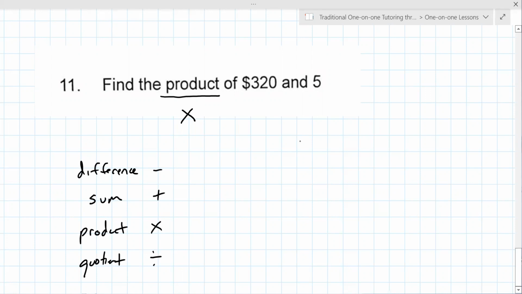320 times 5. Now, the reason the order doesn't matter here is because 320 times 5 is the same as 5 times 320. So the order does not matter. The order matters for difference and quotient. So give that a try, please. See what you come up with.